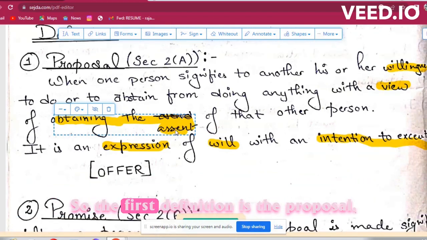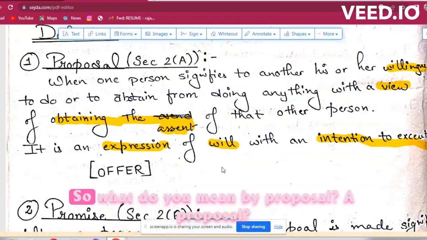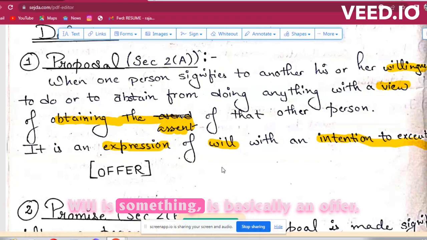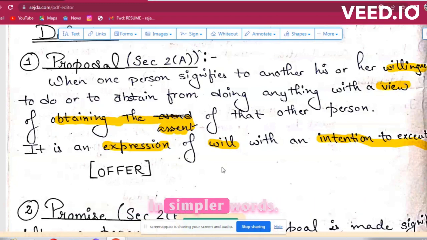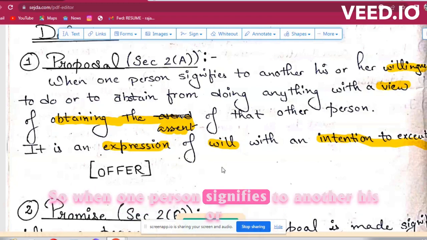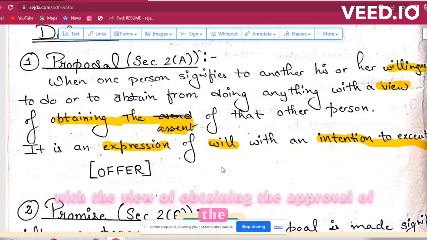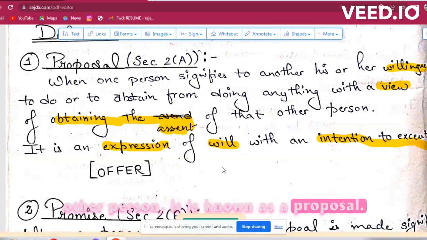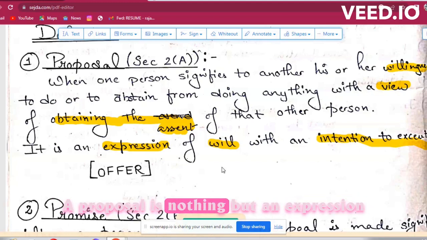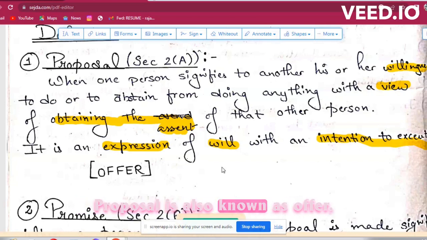So the first definition is the proposal. What do you mean by proposal? A proposal is basically an offer in simpler words. When one person signifies to another his or her willingness to do or not to do something with a view of obtaining the approval of the other person, it is known as a proposal. A proposal is nothing but an expression of will with an intention to execute. Proposal is also known as offer.